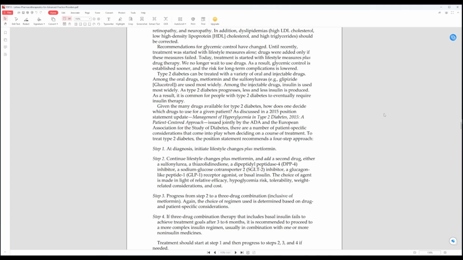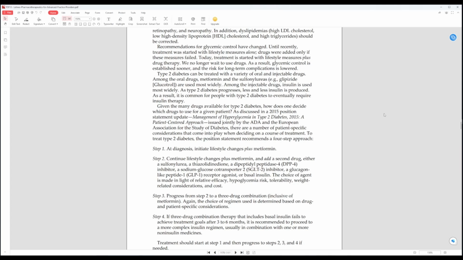Type 2 diabetes can be treated with a variety of oral and injectable drugs. Among the oral drugs, metformin and the sulfonylureas, such as your glipizide, are used most widely. Among the injectable drugs, insulin is used most widely. As type 2 diabetes progresses, less and less insulin is produced. As a result, it is common for people with type 2 diabetes to eventually require insulin therapy.